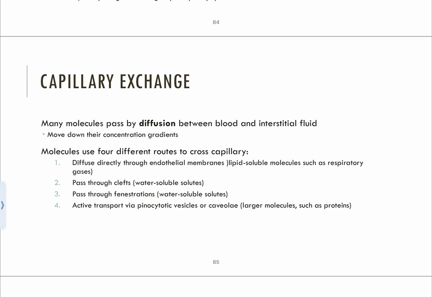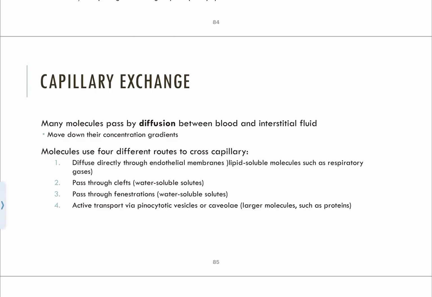Okay, so a lot of molecules pass by diffusion, which is a type of passive transport, between the blood and the interstitial fluid. If we're talking about diffusion, that means the molecules are moving down their concentration gradients, from an area of high concentration to an area of low concentration. We have 4 different routes that these molecules can move across the capillary. So the first option is that they diffuse directly through the endothelial membrane.